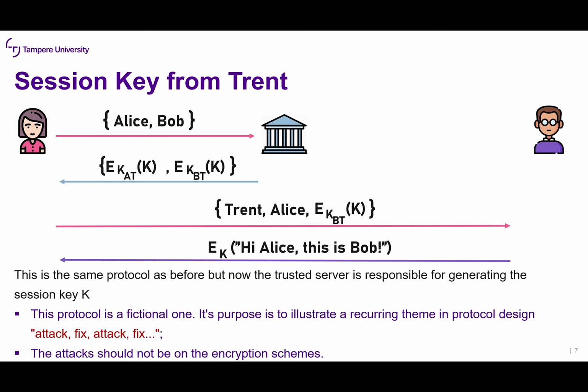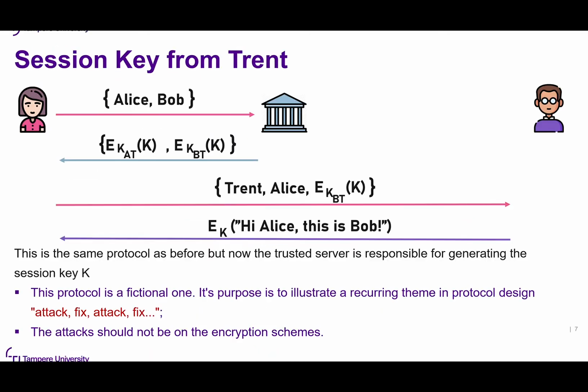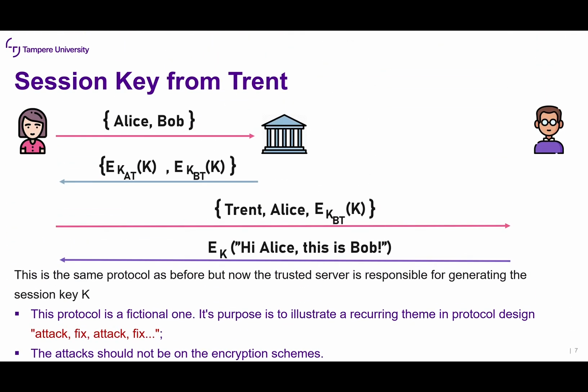Now, this is the same protocol as before, but now the trusted server is responsible for generating the session key K. This protocol is a fictional one. Its purpose is to illustrate a recurring theme in protocol design, which is attack, fix, attack, fix. Keep in mind that the attacks should not be on the encryption schemes. So let's see an attack. Again, I suggest that you stop, write down the protocol on your own, and try to examine all the messages and start thinking like Eve. Put Eve in the middle and see what you could do to fool either Alice or Bob. Okay, good. Let's see an attack now.